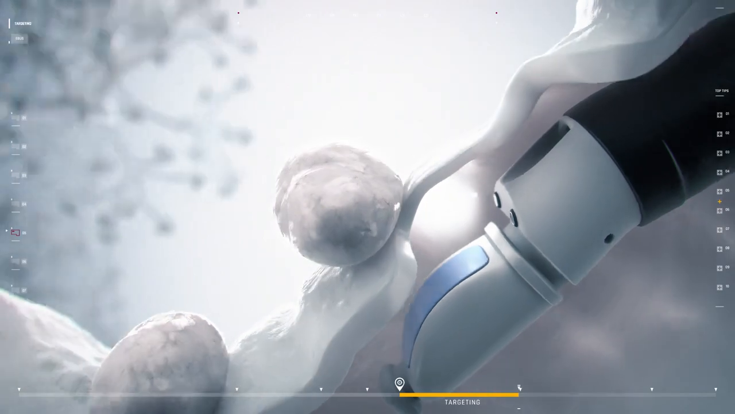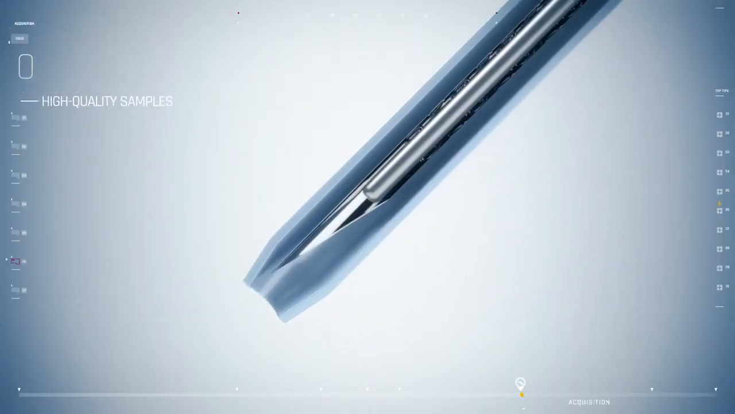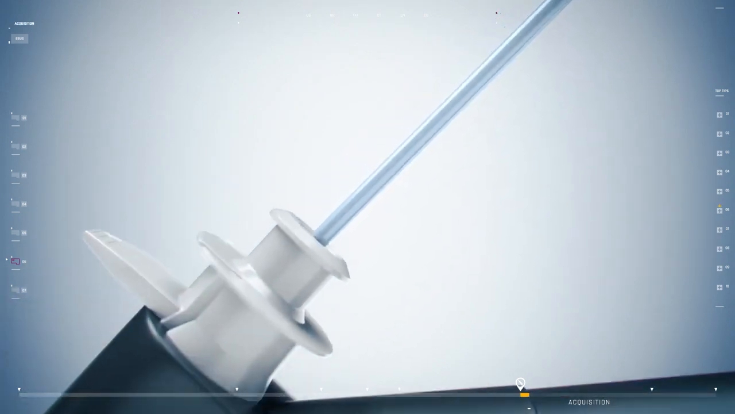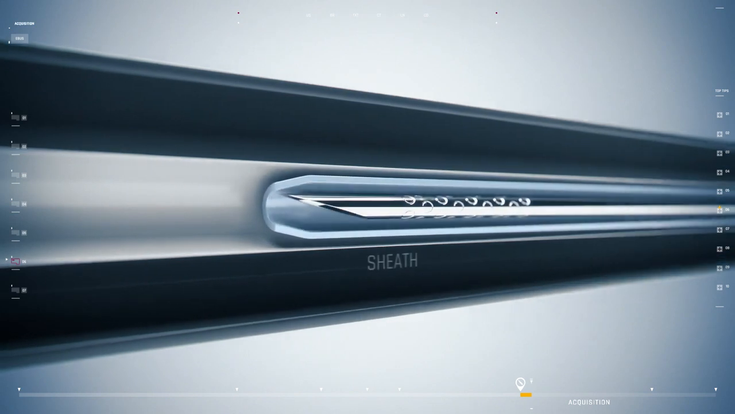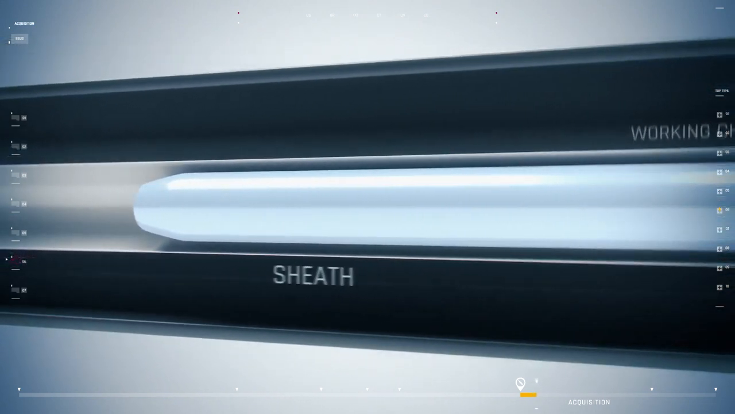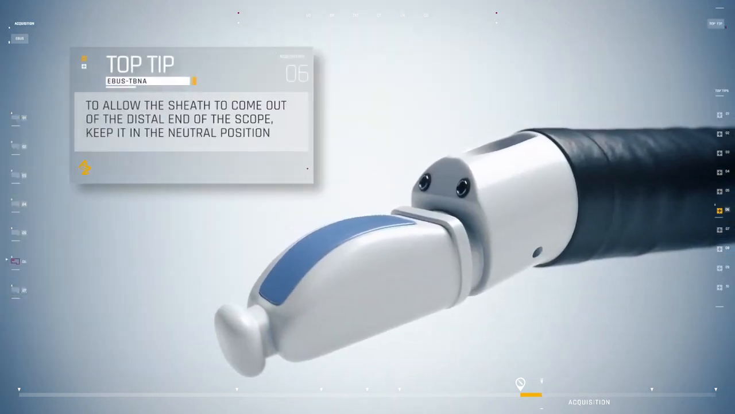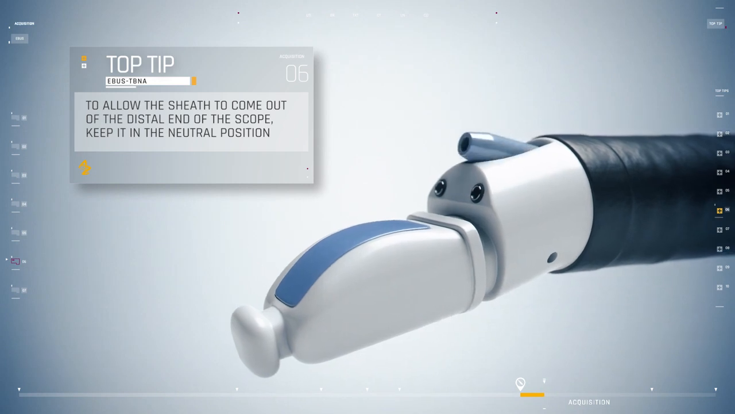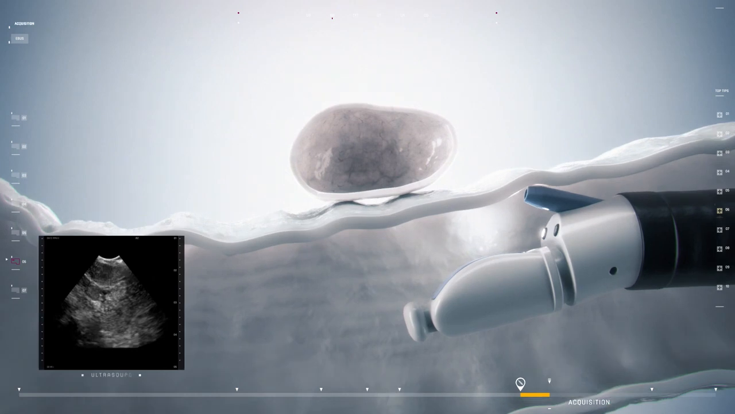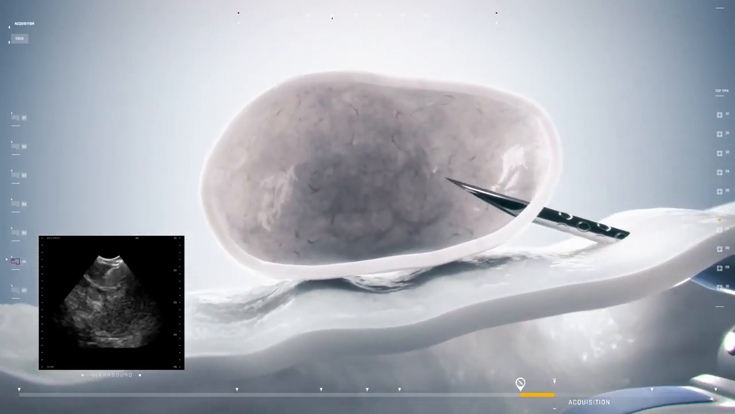After confirming the site to be sampled, the TBNA needle, equipped with an internal stylet, is inserted through the working channel of the EBUS bronchoscope. The needle should remain within the sheath during passage through the working channel in order to prevent damaging the bronchoscope. A key part of the safety of this procedure is to ensure the sheath is outside the bronchoscope before samples are taken. Under real-time ultrasonic guidance, the needle is inserted through the airway wall and into the lesion.